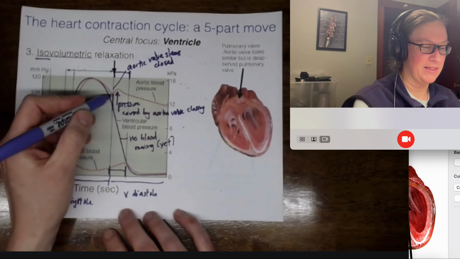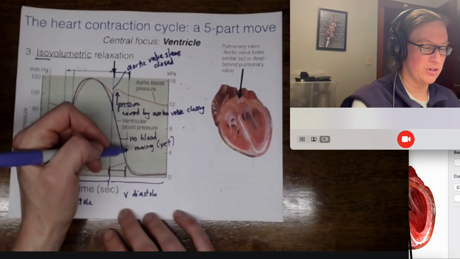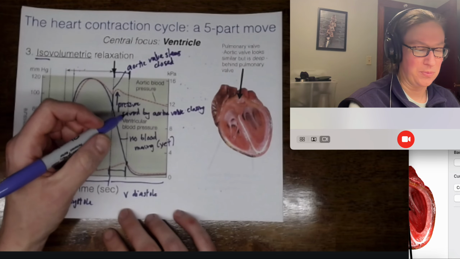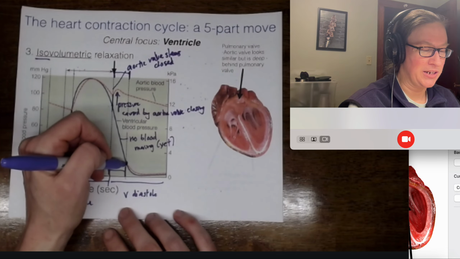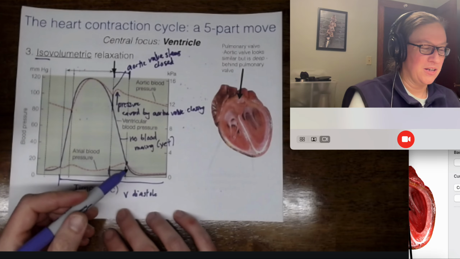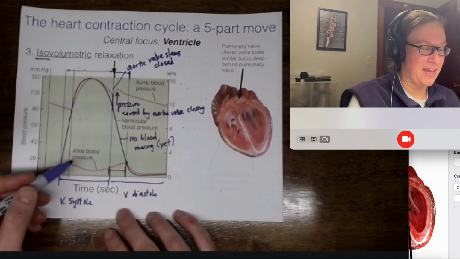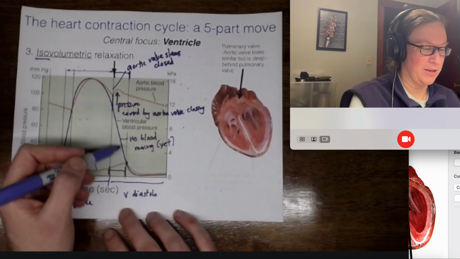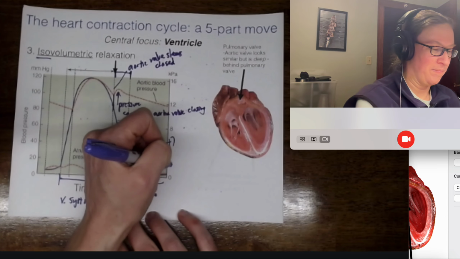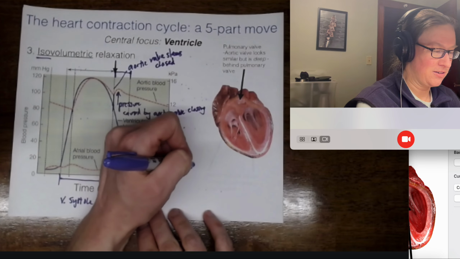But notice, by the time we get to the end of isovolumetric relaxation down here, now we're starting to see another crossover point where pressure in the ventricle is falling below pressure in our other compartment to think about, the atrium. Okay, so here's our atrial blood pressure. So by the end of isovolumetric relaxation, we've got this crossover point.